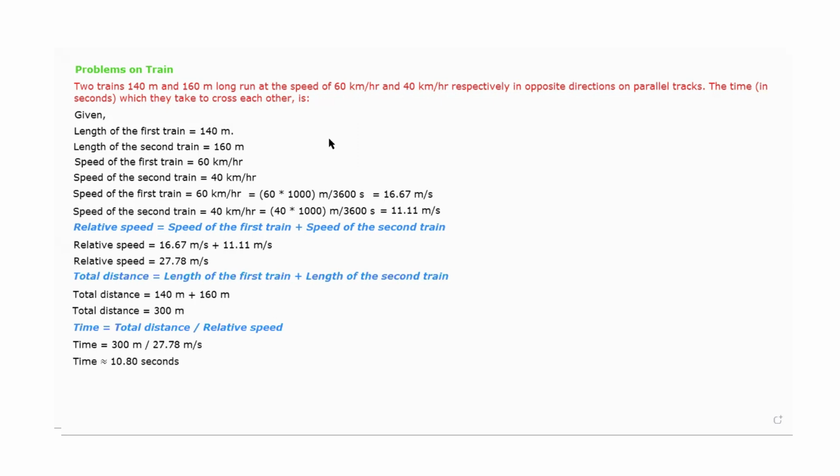Therefore, the time it takes for the two trains to cross each other is approximately 10.80 seconds.